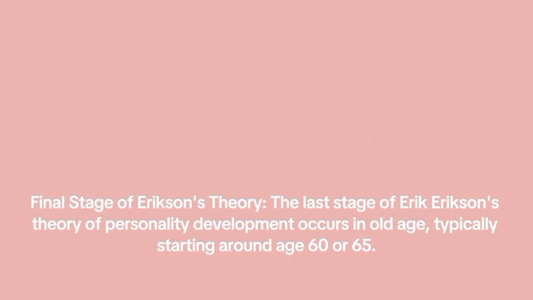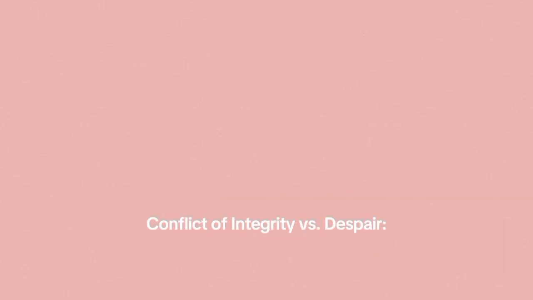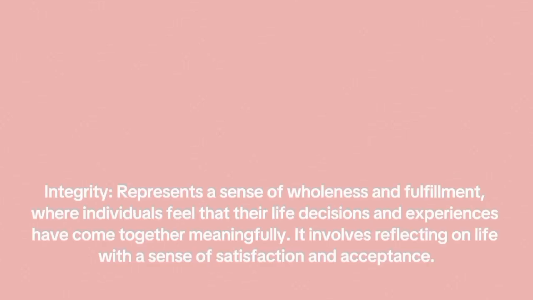Personality development in old age. Final stage of Erikson's theory. The last stage of Erik Erikson's theory of personality development occurs in old age, typically starting around age 60 or 65. Conflict of integrity versus despair. Integrity represents a sense of wholeness and fulfillment, where individuals feel that their life decisions and experiences have come together meaningfully. It involves reflecting on life with a sense of satisfaction and acceptance.